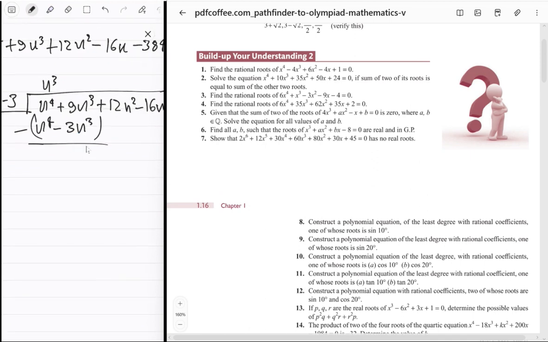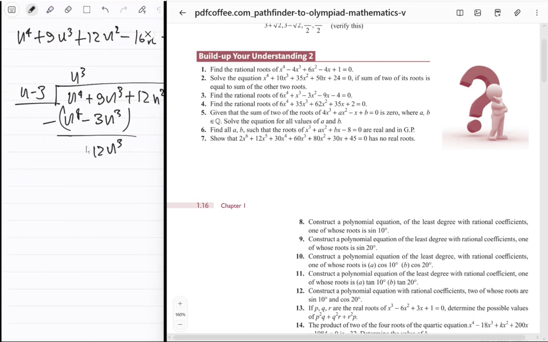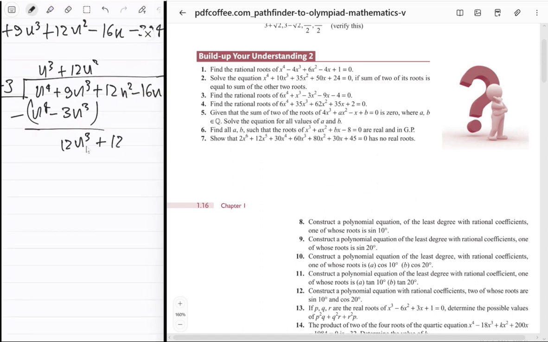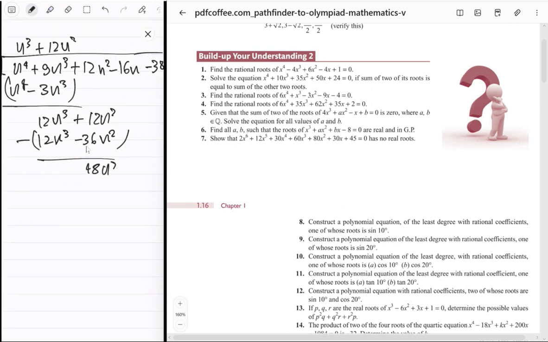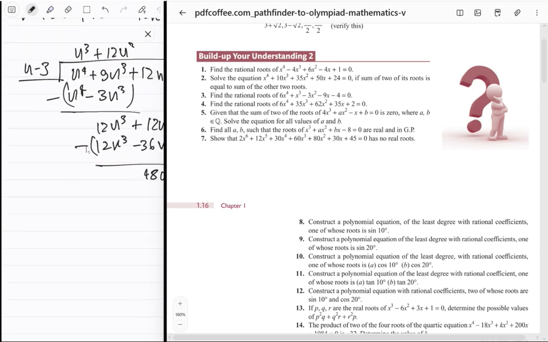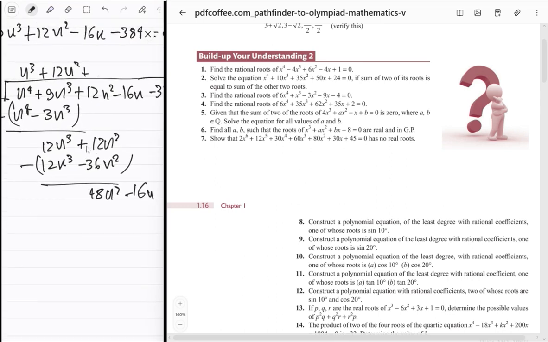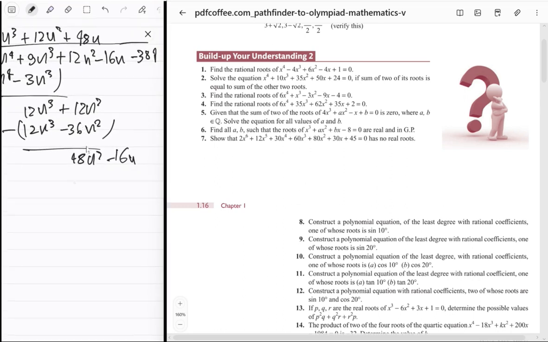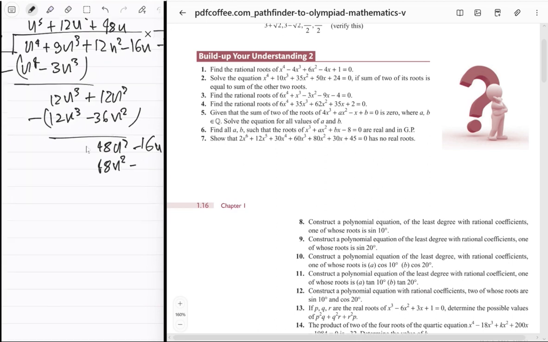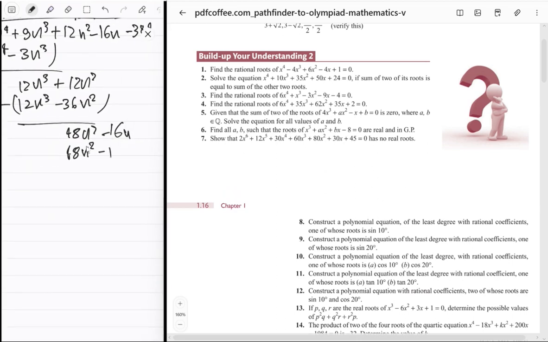Subtract that. What do you get? You get 12u cubed. Okay, then plus 12u squared. So we got this thing, and then 12u cubed, minus 36u squared. I guess subtract that. What do you get? 48u squared minus 16u. Just have to do this thing, plus 48u. So you got 48u squared minus, got 12 and 24 is just 144, right? Of course, this is unexpectedly big. Subtract this out.